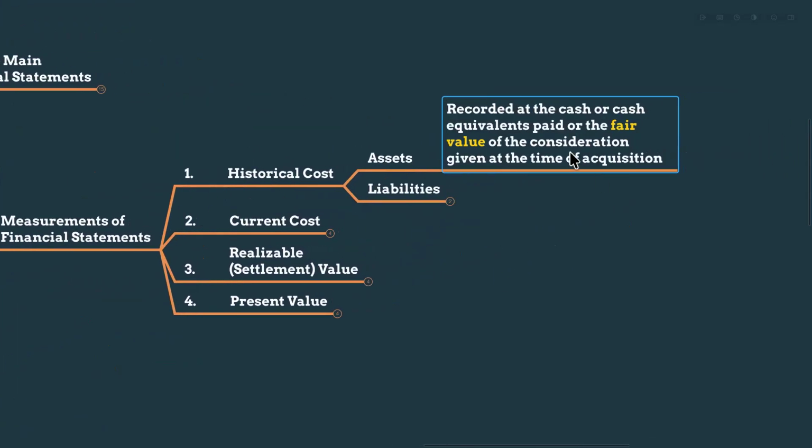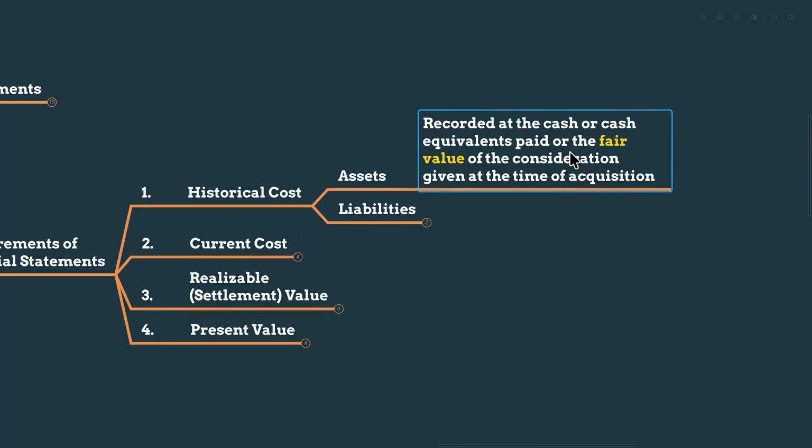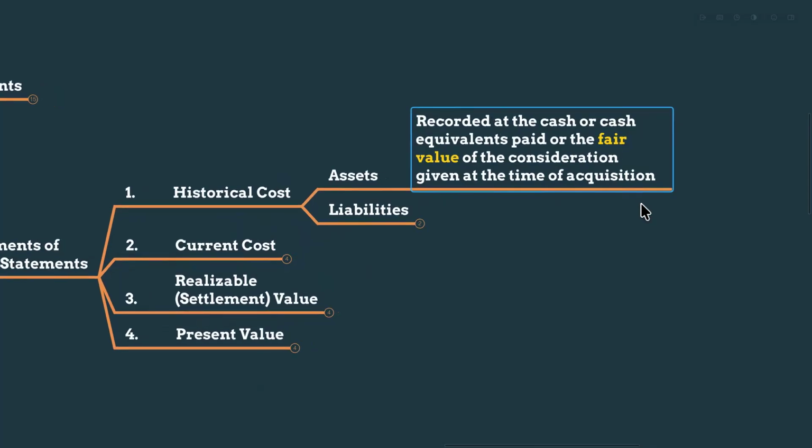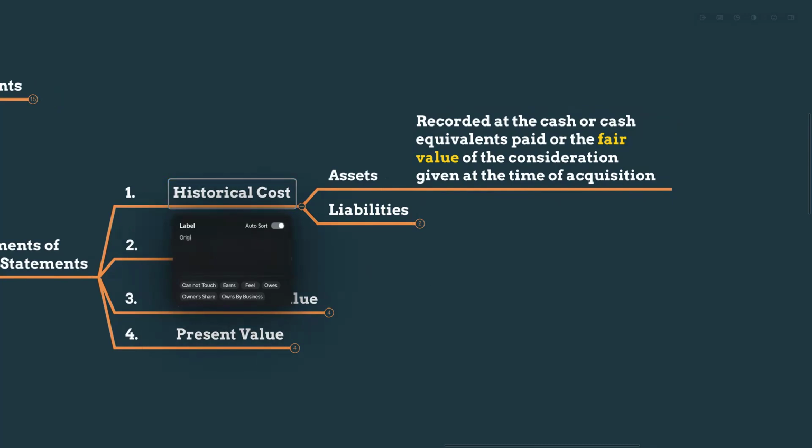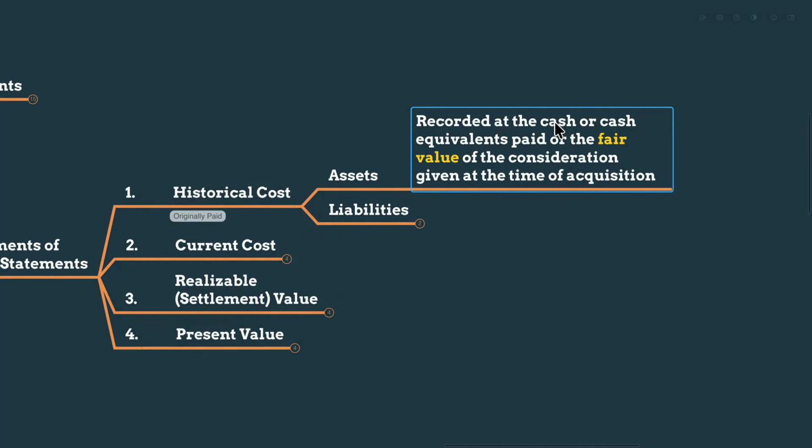For assets, my dears, record the cash or cash equivalents paid or the fair value of the consideration given at the time of acquisition. What does this mean? Historical cost means simply recording everything at the price you originally paid, right? For assets, record the cash you have paid, or cash equivalents, like, let's say, you paid with gold or other things. Fair value means market value.